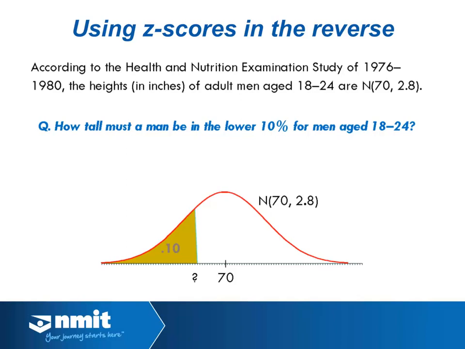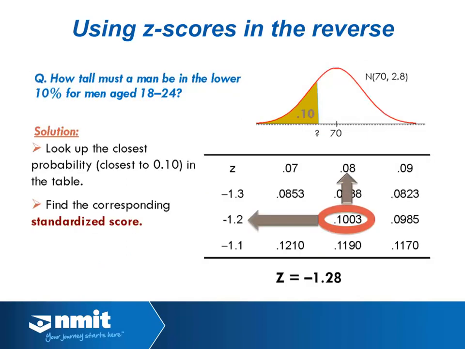So what is the tallest a man can be, what height must you be less than to be in the lowest, or the shortest, 10% of men aged 18 to 24? The classic example of using this Z-score technique in reverse. So we're essentially given a probability. We're given an area under the curve to the left of a Z value, 0.1, a probability of 10%. So all we need to do is go to our Z-score table, our standard normal probabilities table, and look for an area under the curve of 0.1 and see what Z value that aligns with.